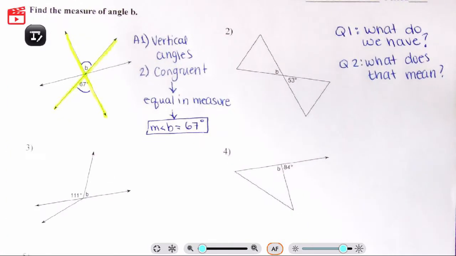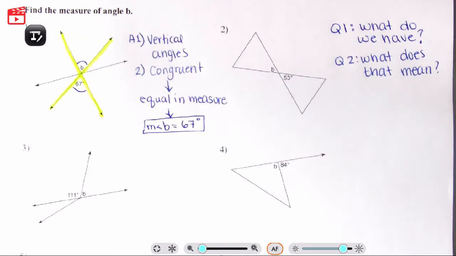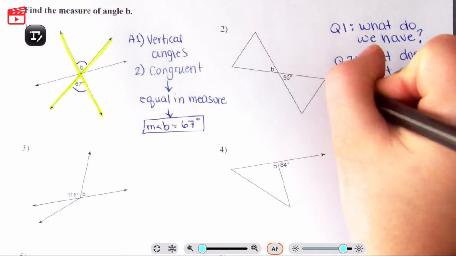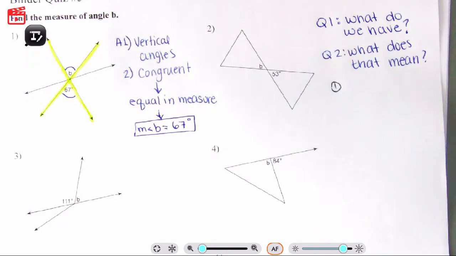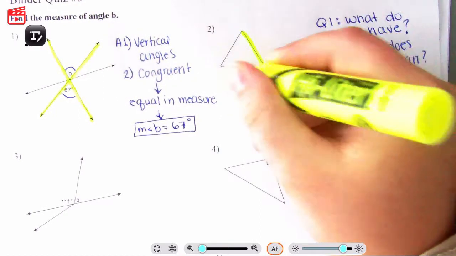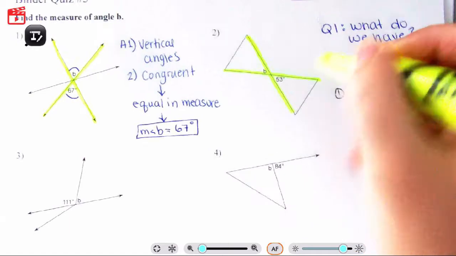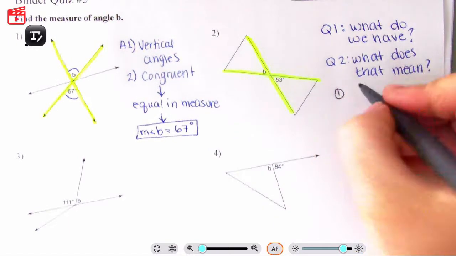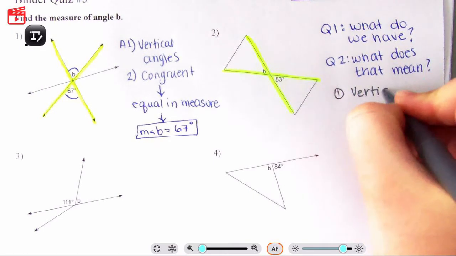Let's do number two. Number two is, again, find the measure of angle B. The first thing is, what do we have? We have vertical angles again. We have angles that are directly across from each other, and if you have angles directly across from each other, they are known as vertical angles. So what do we have? Vertical angles.